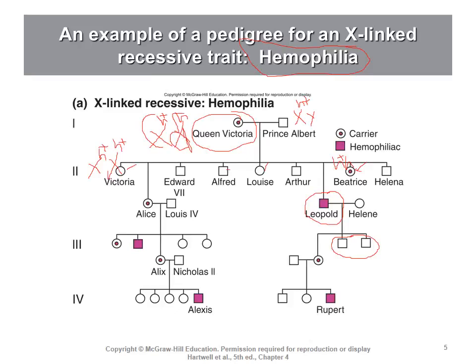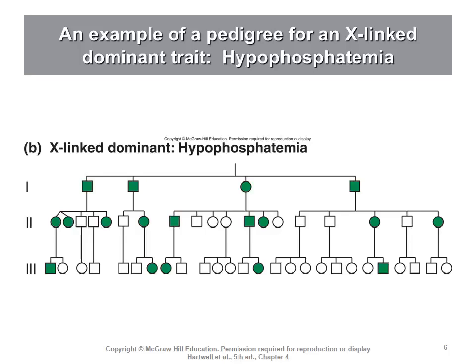So similarly to X-linked recessive traits, we can follow diseases that are X-linked dominant, such as hypophosphatemia. And if we look at the pattern of inheritance of this pedigree, we can see that the inheritance pattern is vertical. So we can see that the disease is found in many generations, similar to autosomal dominant disease. So in every generation, there are many individuals that are affected.